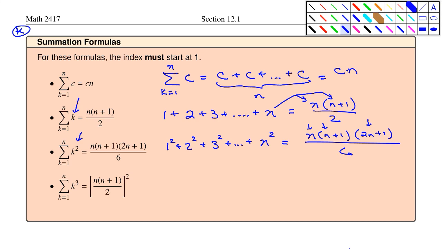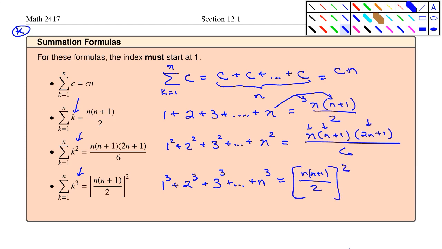And then the last one, as long as you got the second one, you got this one as well. So you're looking for cubes. So this will be 1 cubed plus 2 cubed plus 3 cubed all the way up to n cubed. And that's equal to n times n plus 1 over 2, and you take that quantity squared. So it's just the square of the second one, which is kind of neat.